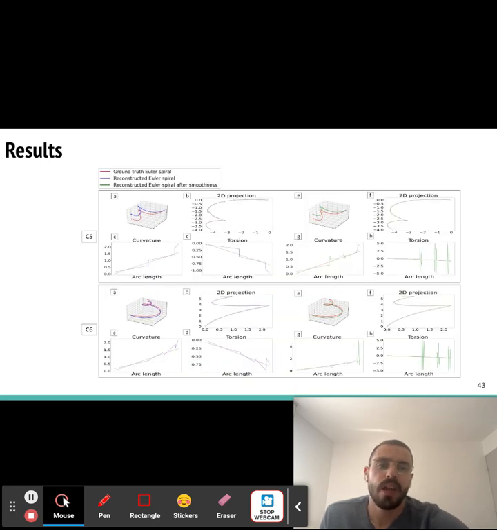In this figure, you can see the result of the second experiment, which shows two reconstructions out of the 100 experiments that we did, and we have the same result before applying the smoothing here and after applying the smoothing algorithm here. We can also see the curvature and torsion of both the ground truth in red and the reconstructed curve in blue.